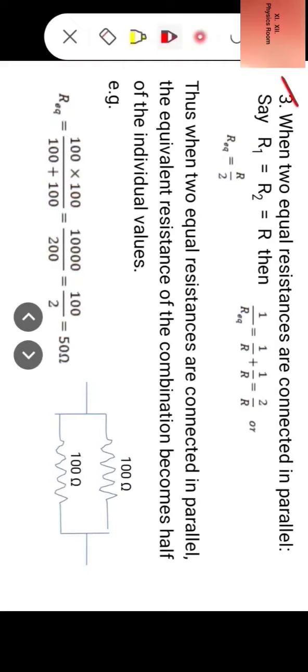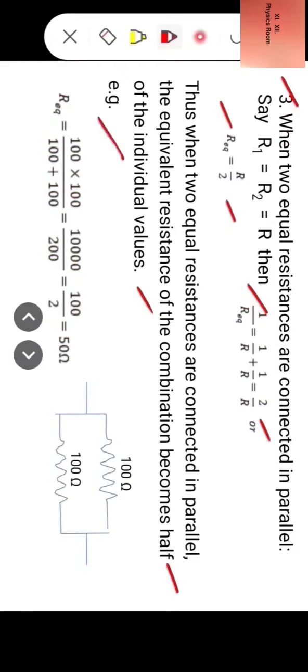Say there are two resistances R1 and R2 connected in parallel which are equal to R. Then 1 by R equivalent can be expressed as 1 by R plus 1 by R, or it is equal to 2 by R. And finally R equivalent is equal to R by 2. Thus, when two equal resistances are connected in parallel, the equivalent resistance of the combination becomes half of their individual values. So mark this point. When two equal resistors are connected in parallel, their equivalent resistance becomes half.